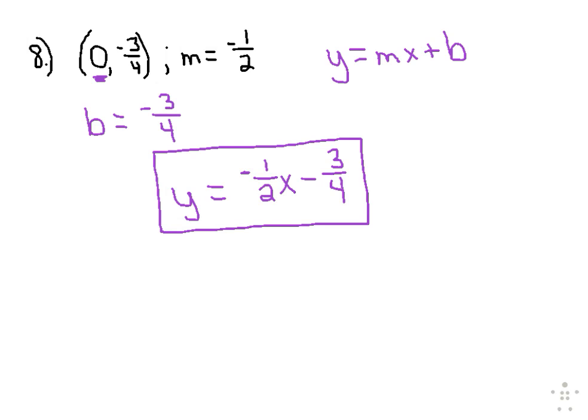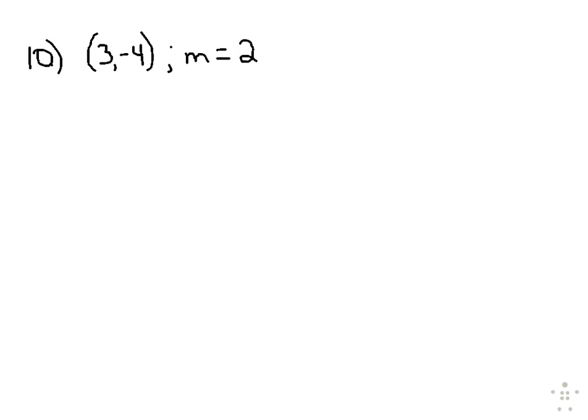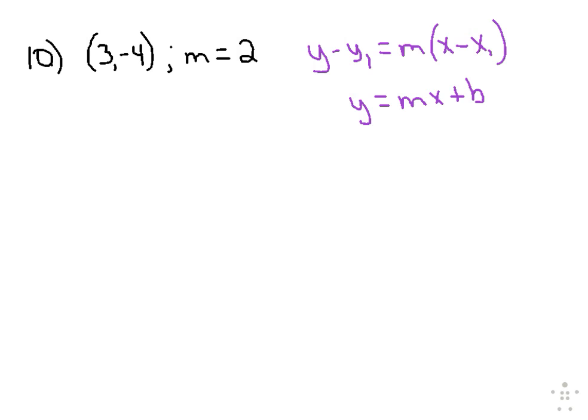Moving on to question number 10. It says use the point-slope form. So let's write that down: y minus y1 equals m times x minus x1, point-slope form. Use the point-slope form to write the slope-intercept form, so that's y equals mx plus b, of the equation of the line passing through the given point with the given slope. So very similar to the last problems, except this time they want me to use the point-slope form.